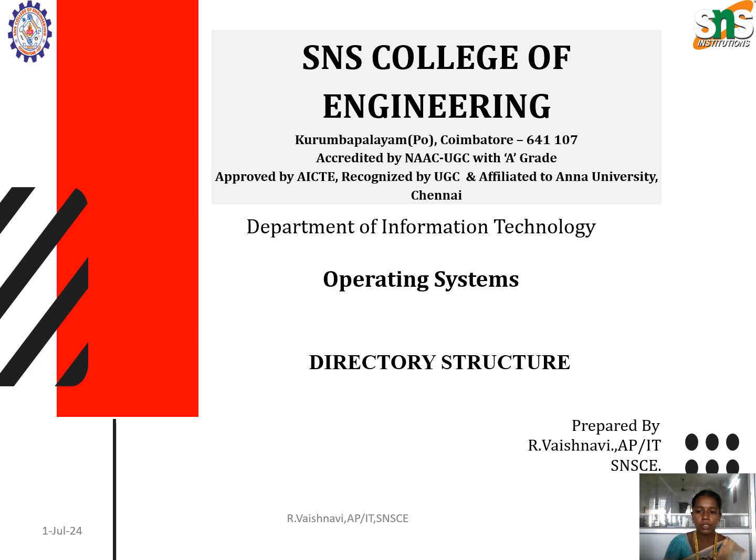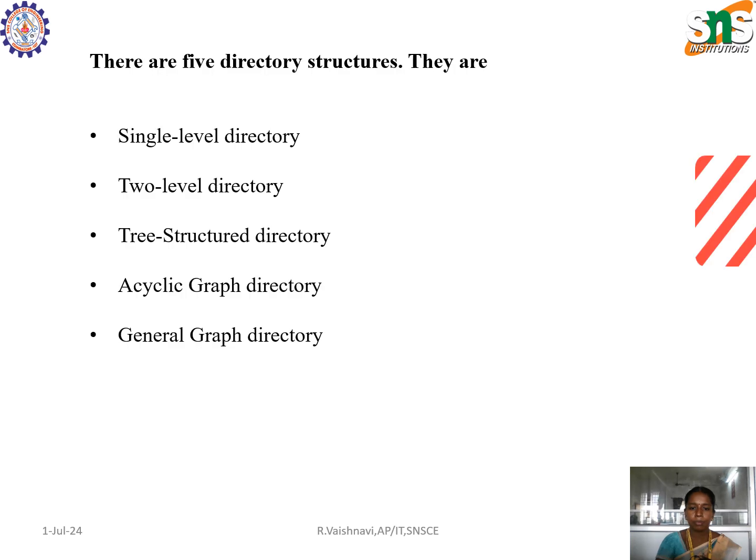Now we are going to see about the directory structure in operating systems. There are 5 directory structures. They are single level directory, 2-level directory, tree structure directory, acyclic graph directory, and general graph directory.